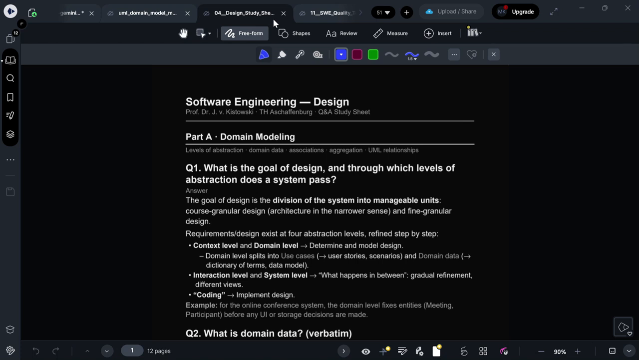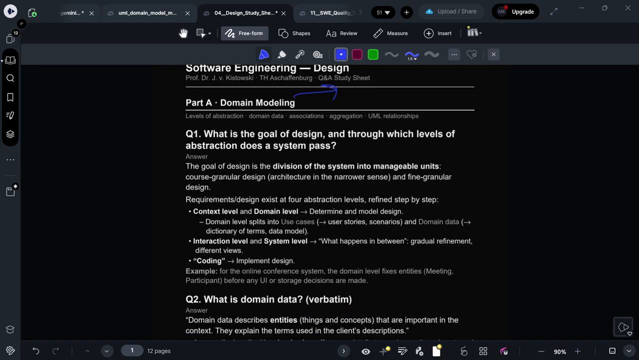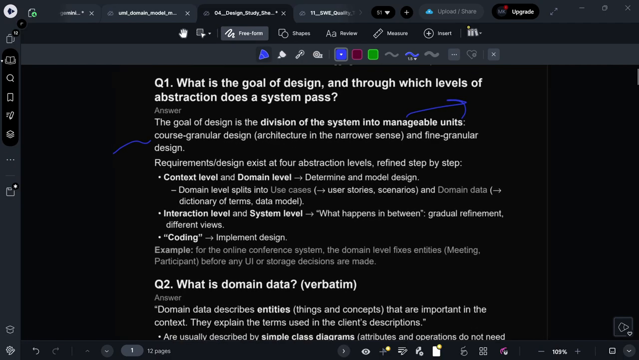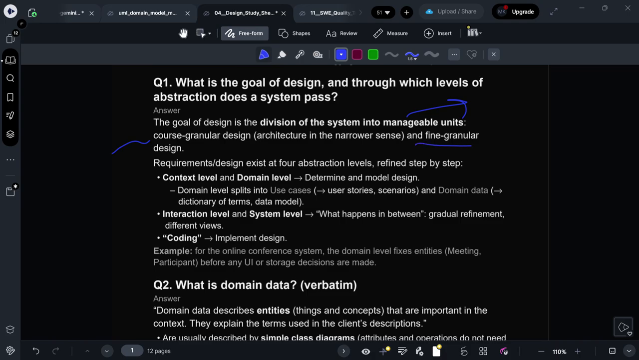What happens is that the very first step we take is to look at domain modeling, and what the goal of design is, and through which levels of abstraction the system passes. The goal of design is the division of the system into manageable units: the coarse-granular design, architecture in the narrower sense, and fine-granular design. Requirements design exists at 4 abstraction levels, refined step by step: the context level and the domain level, determine and model design.